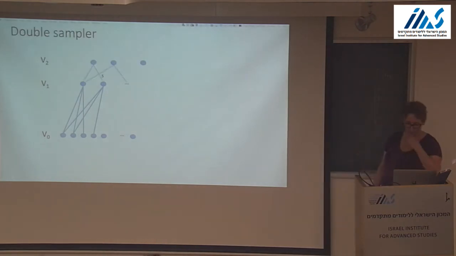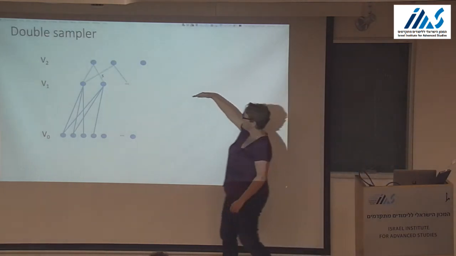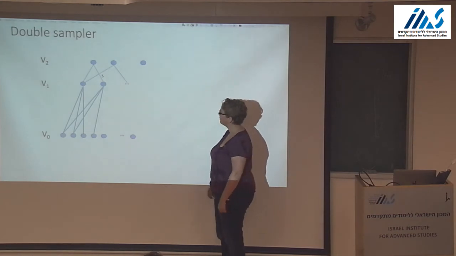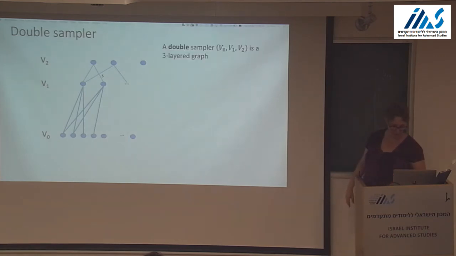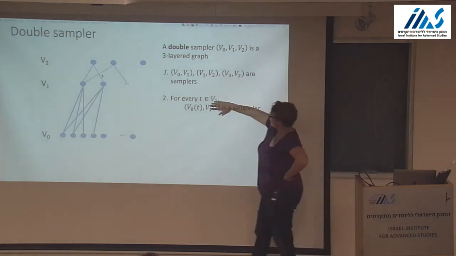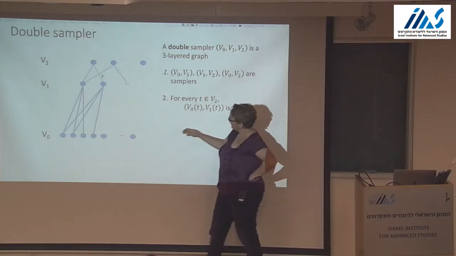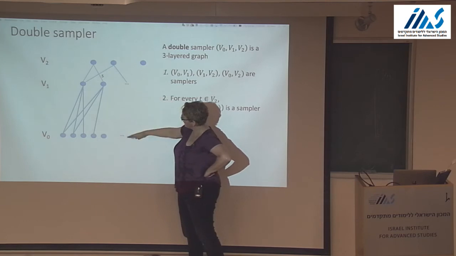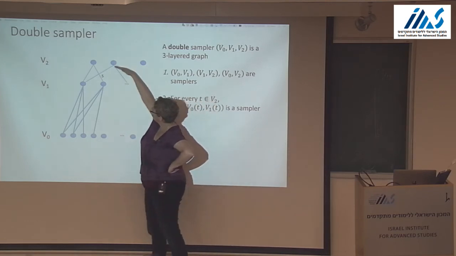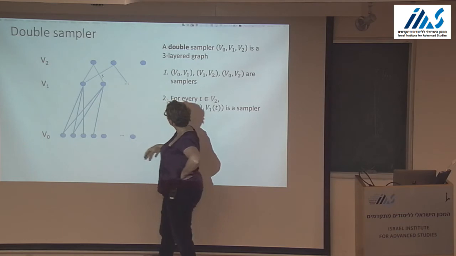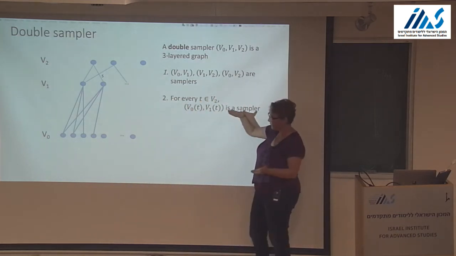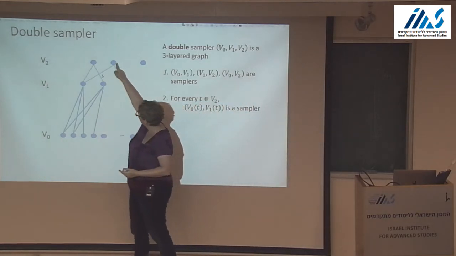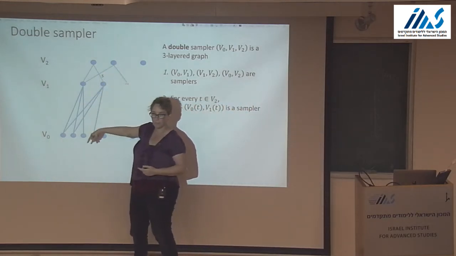Now moving to double sampler. So now we just add one more layer, V2, on top. And we want that everything that you see is a sampler. So now you have a 3-layered graph, V0, V1, V2. Let's first look at this requirement. You want that this bipartite graph is a sampler. You also want that this bipartite graph is a sampler. And you also want that the bipartite graph between V0 and V2 is also a sampler. And you can imagine what that means: it means that you follow length 2 edges.